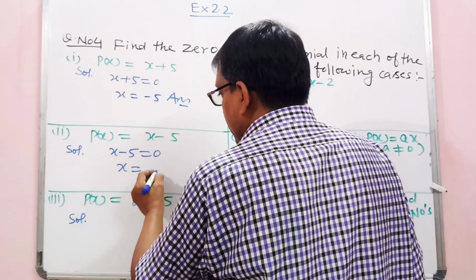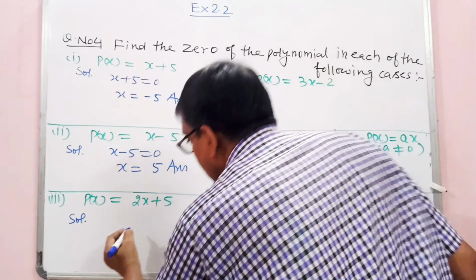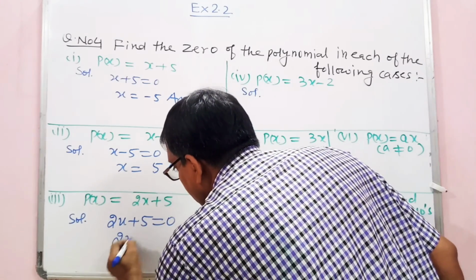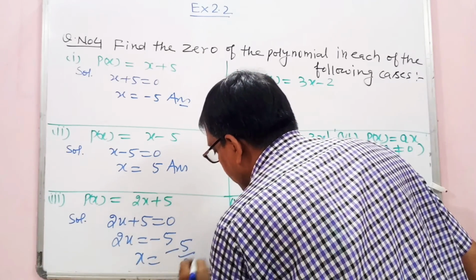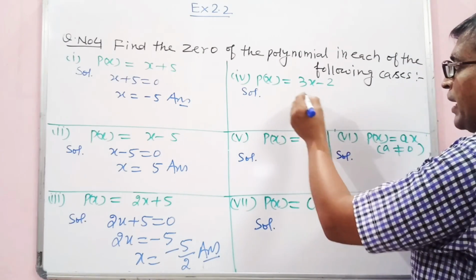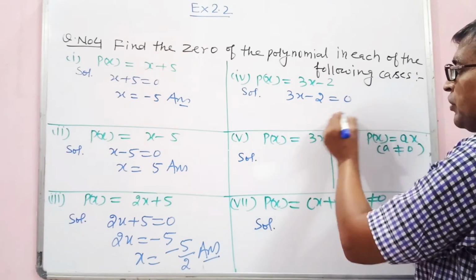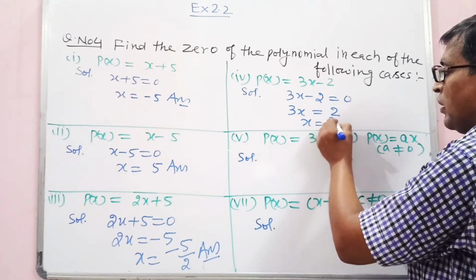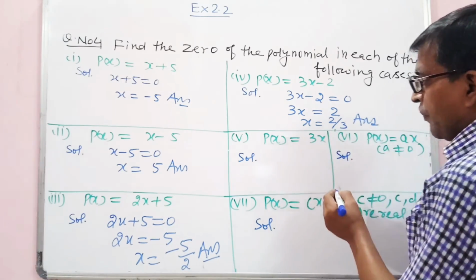Now here also x minus 5 equals 0. X equal 5, shift to here 5. Answer. Now this one also, 2x plus 5 equals 0 write down. 2x equal minus 5. X equal minus 5 upon 2. Answer. Now fourth part, P(x) equal 3x minus 2. Then 3x minus 2 equal 0 write down. 3x equal 2. X equal 2 upon 3. Answer.